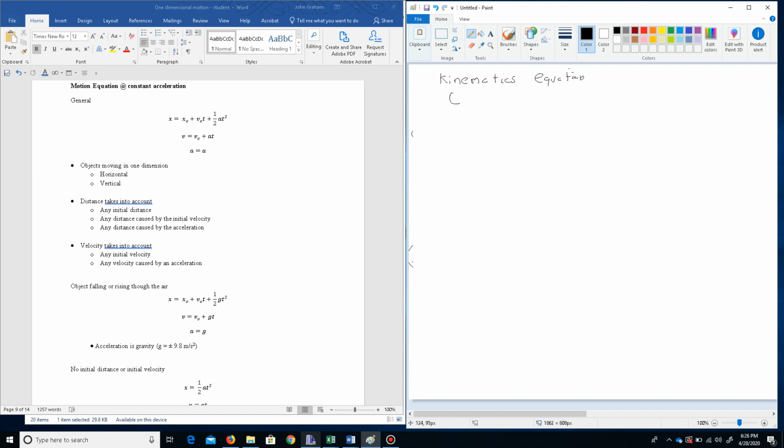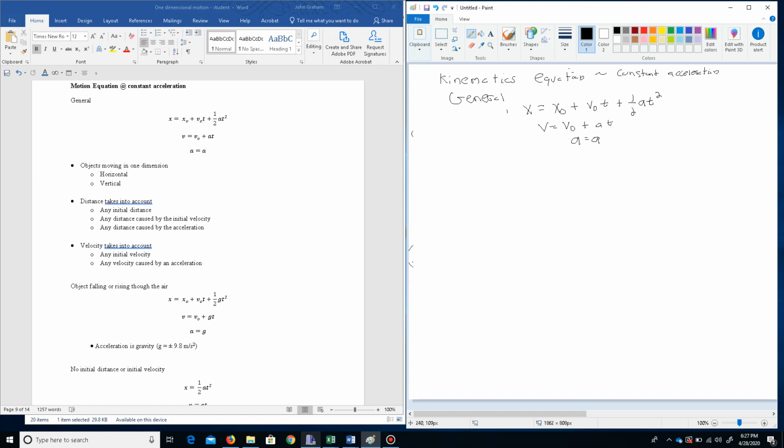Now the general, and I guess you can say even more complex versions of these are x equals x sub 0 plus v sub 0 t plus 1/2 a t squared. And again, remember, constant acceleration. Okay. And then velocity equals v sub 0 plus a times t. And then a equals a. This is just kind of stating what I just wrote up here, constant acceleration.